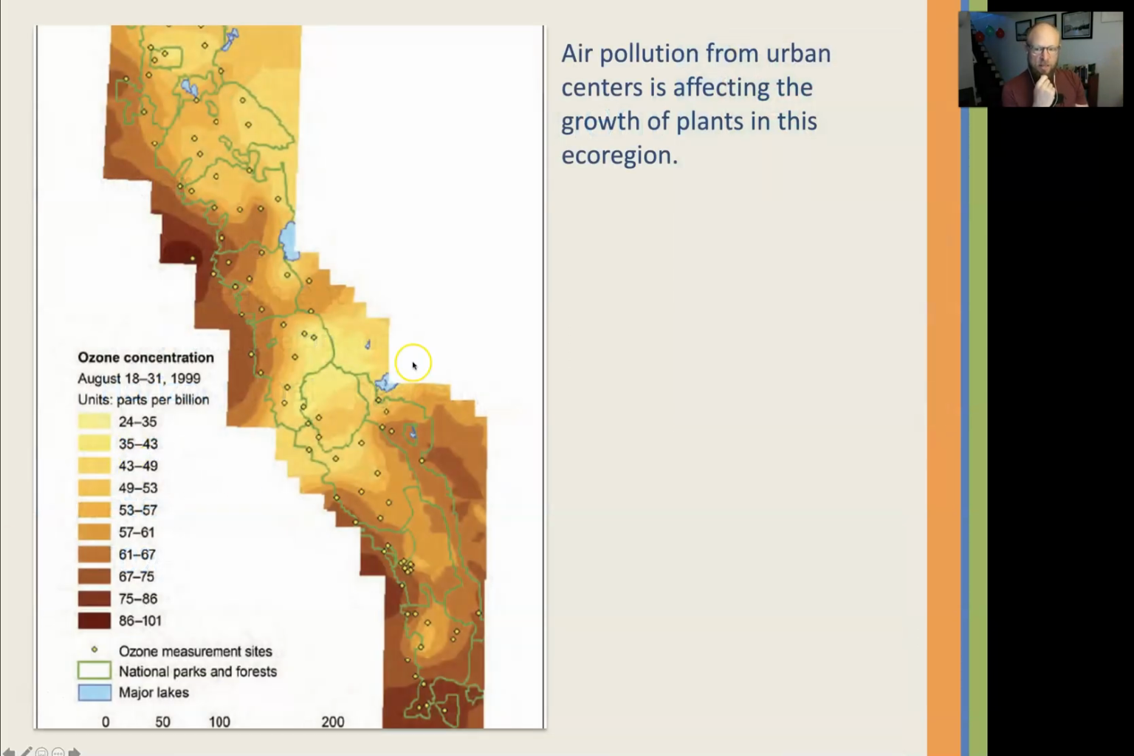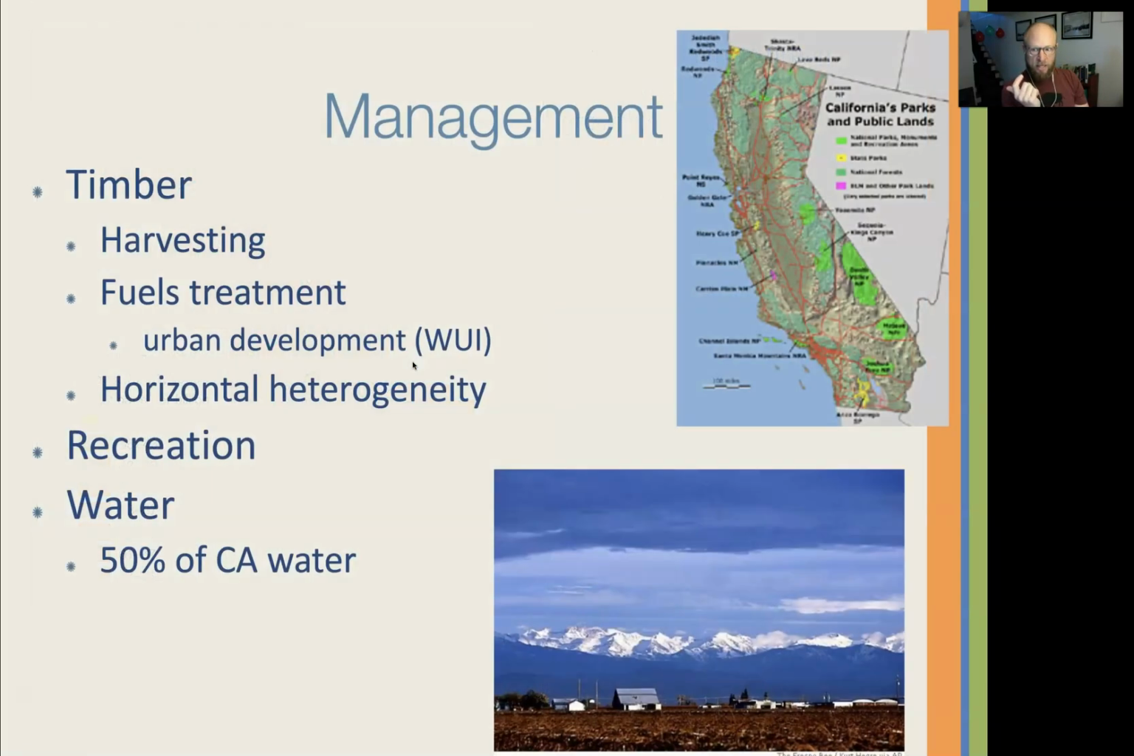Thinking about management, we always have recreation issues, trying to manage for timber and natural resources and conservation and recreation. But because of the size of the population centers in California, there's a lot of recreation, a lot of demand for that.